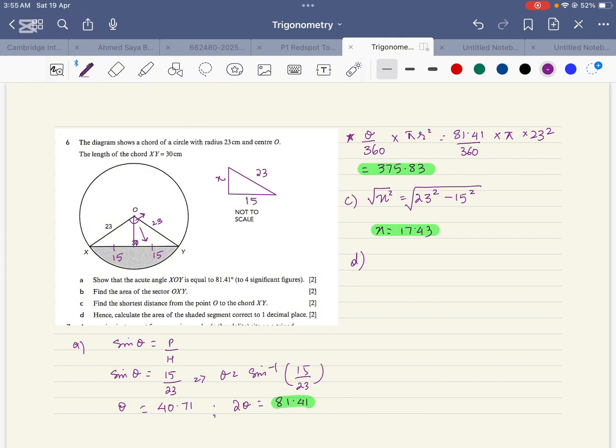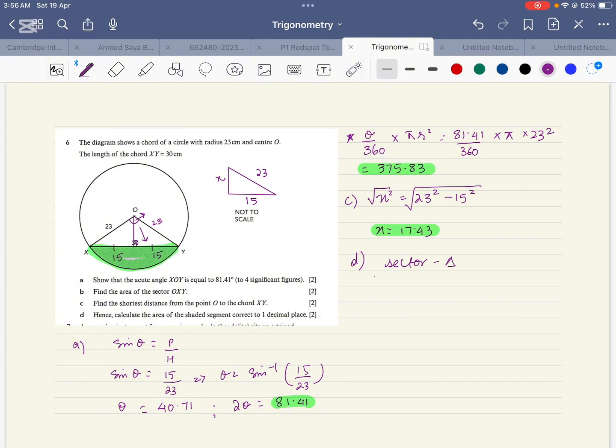Part D. Hence calculate the area of the shaded segment, correct to 1 decimal place. There is a formula to straight away calculate the area of the triangle using trigonometry, but I am not going to apply that right now because you will see that in the video of further trigonometry. So let's say this is a triangle, the base is 30. Let's find the area of the triangle first, because the area of the segment, this is the segment that I'm going to shade right now, means sector minus triangle.